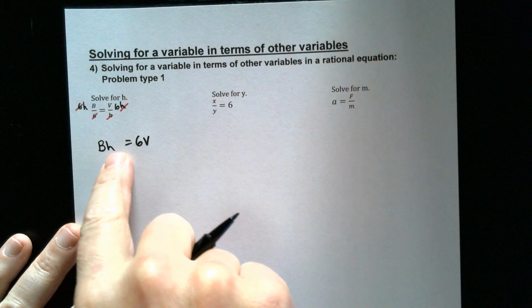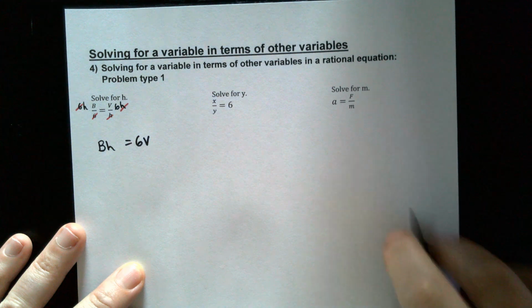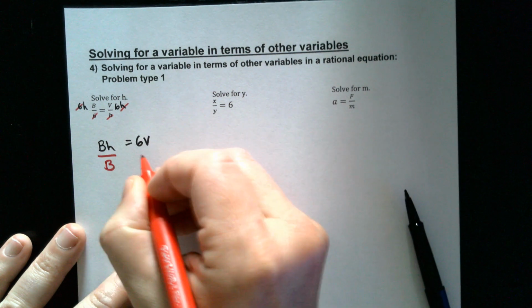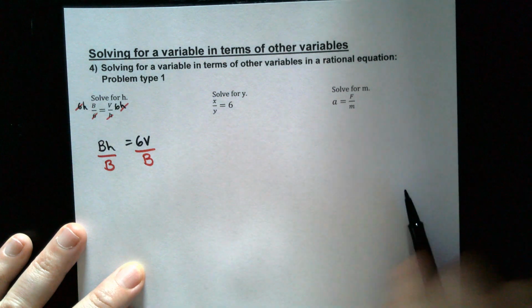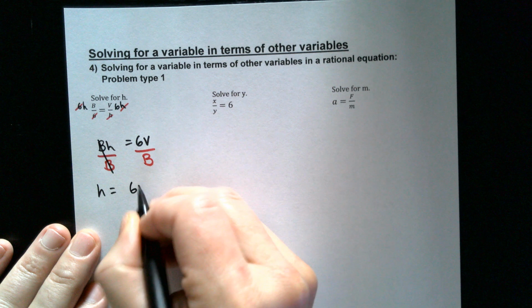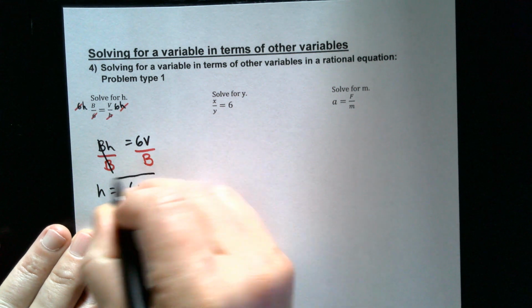So now we're still trying to solve for h. We just need to get rid of that b that's touching it. So I can divide by b since it's multiplying. That'll make it cancel there, and you get h is equal to 6v over b, and that's it.